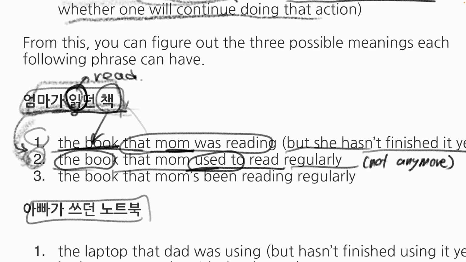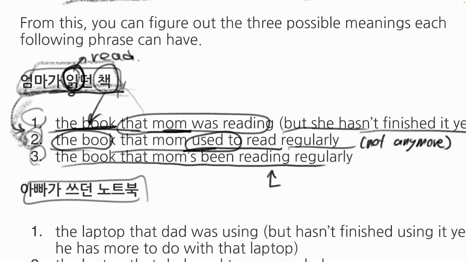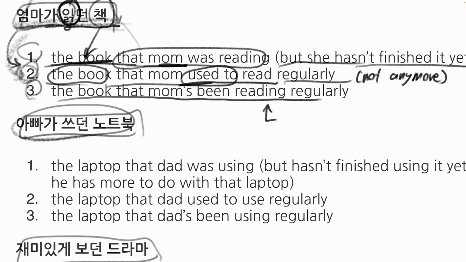엄마가 읽던 책. And the third meaning you can have is the book that mom's been reading regularly. And again, for the third meaning, it often implies that you're not sure whether she will continue to read that or not, but up to this time at least, or as far as you remember, that's the book that mom has been reading regularly. And same with 아빠가 쓰던 노트북.